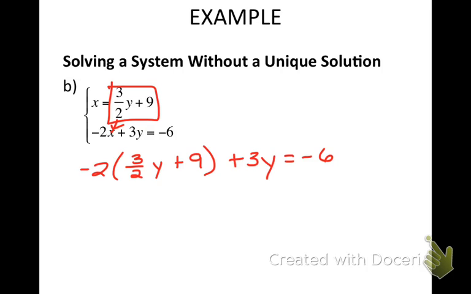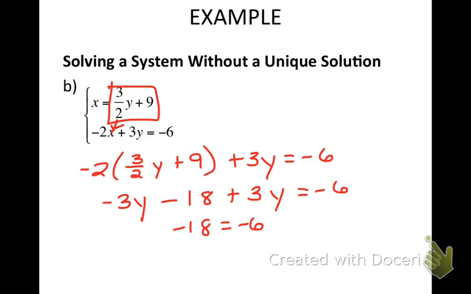What do we get when we distribute this? Yeah, we get negative 3y minus 18 plus 3y equals negative 6. What happens to your variables here? They go away. Does negative 18 equal negative 6? Nope. So then we would say no solution.